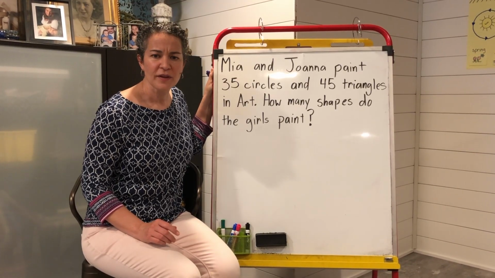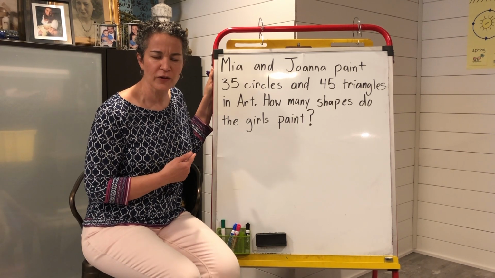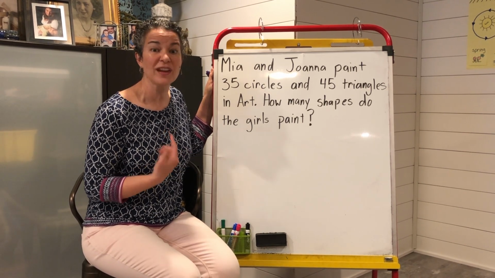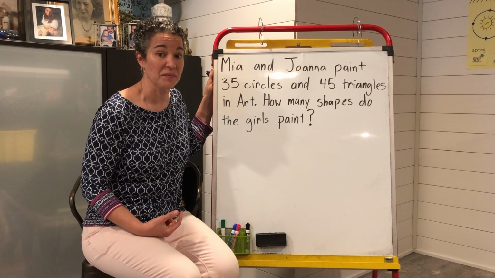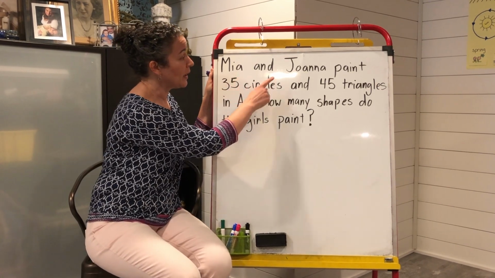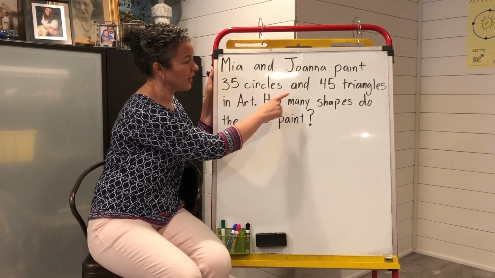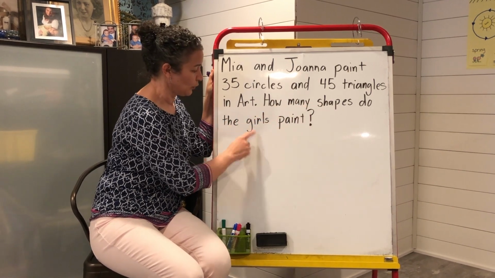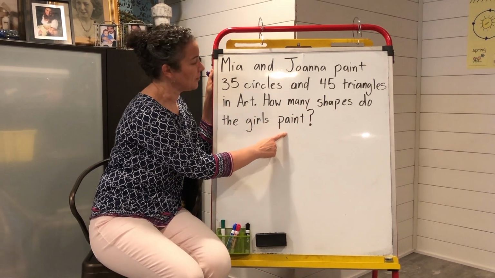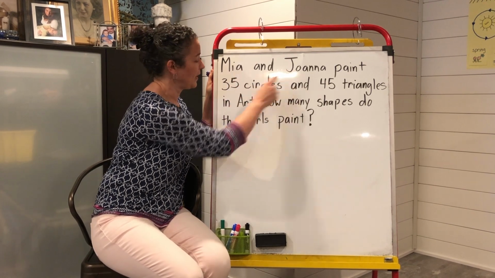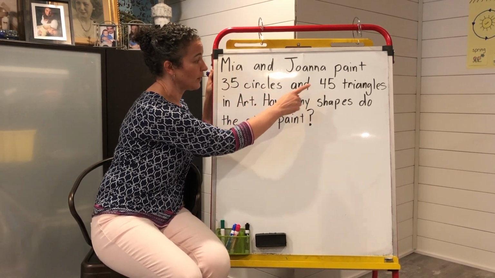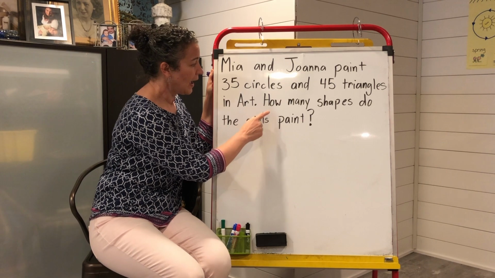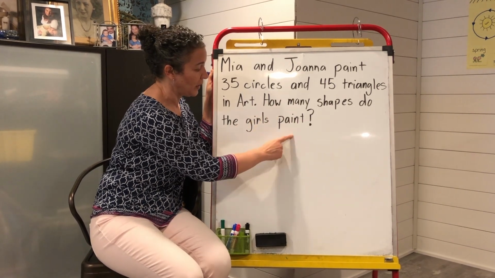All right, my friends. Here's our third problem. Let's see if we can figure it out. Let me read it the first time by myself, and then I need you to help me and read it with me the second time. Mia and Joanna paint 35 circles and 45 triangles in art. How many shapes do the girls paint? Help me read it this time. Ready? Mia and Joanna paint 35 circles and 45 triangles in art. How many shapes do the girls paint?